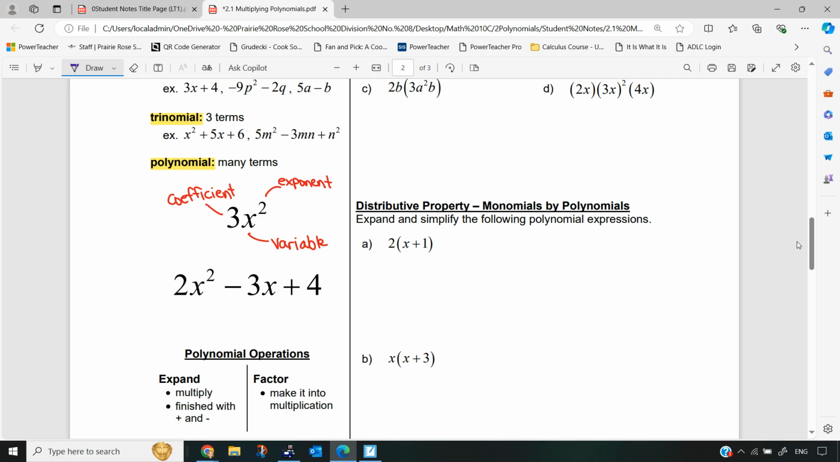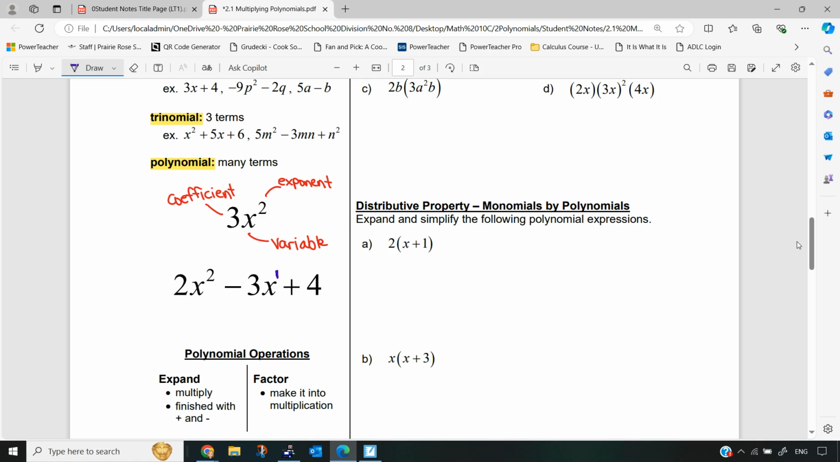Notice that the 2 is a coefficient, the -3 is a coefficient, the 4 is a constant. Now, when I'm writing a polynomial, I will typically write it in algebraic order. That means I'm writing it from the highest degree to the lowest degree. Highest degree is referring to the highest exponent. So here I have 2x squared. That has a higher exponent than 3x, which would have an exponent of 1.